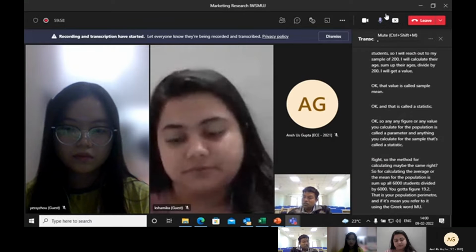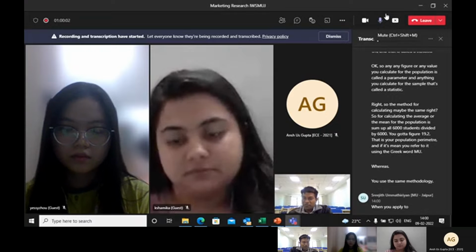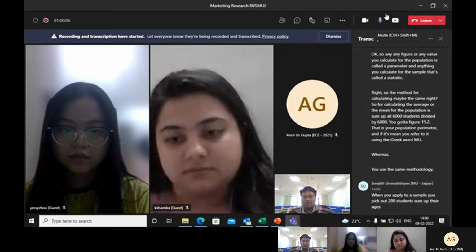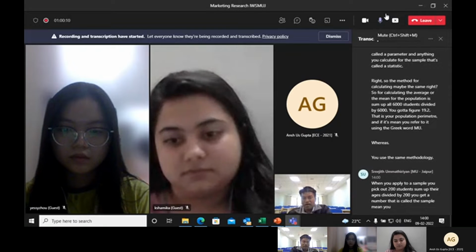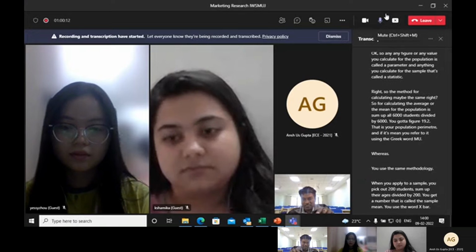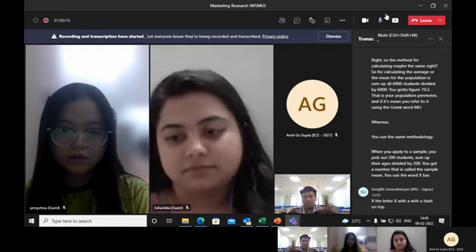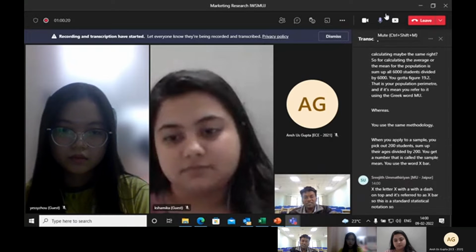And if it's the mean, you refer to it using the Greek letter mu. Whereas you use the same methodology when you apply it to a sample: you pick out 200 students, sum up their ages, divide by 200, and you get a number that is called the sample mean. You use the symbol X bar, the letter X with a dash on top. This is standard statistical notation. So X bar is a statistic, whereas mu is a parameter.